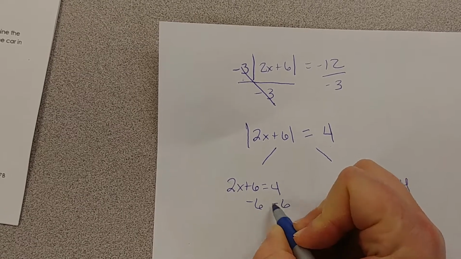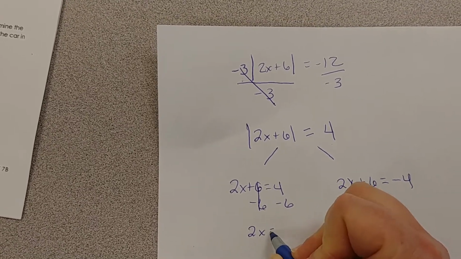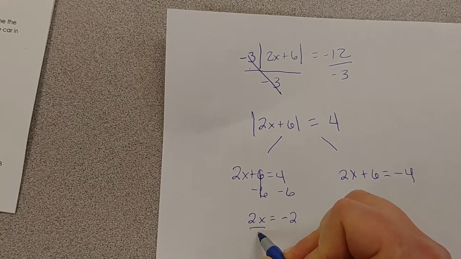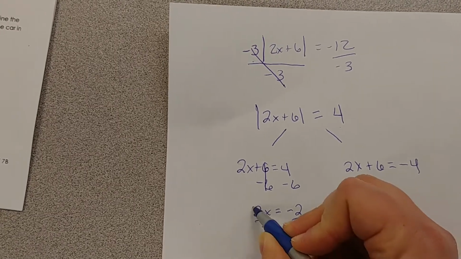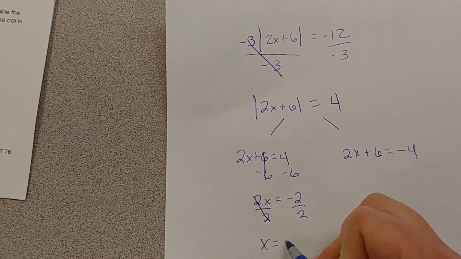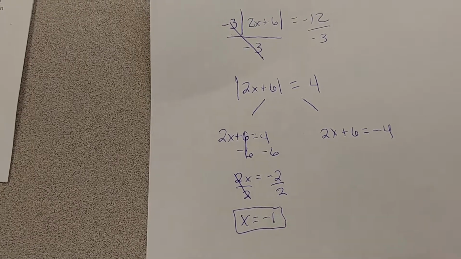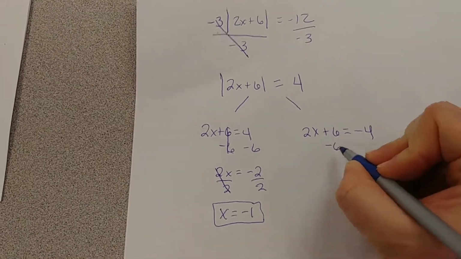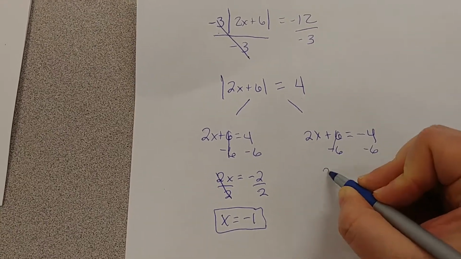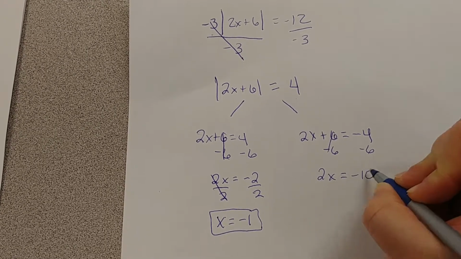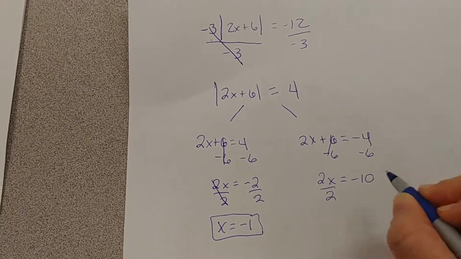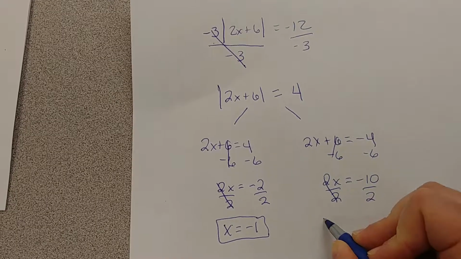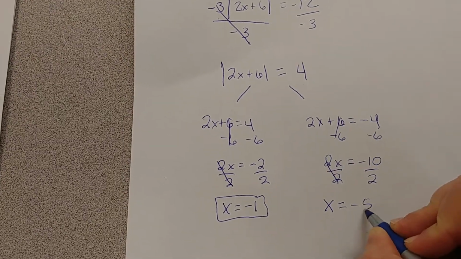So you're going to subtract 6 from both sides. 2x equals -2, divide by 2. So for this equation, we have x equals -1 as a possible solution. On this side, same process, subtract the 6. 2x equals -10, divide by 2. And on this side, we got x could equal a -5.